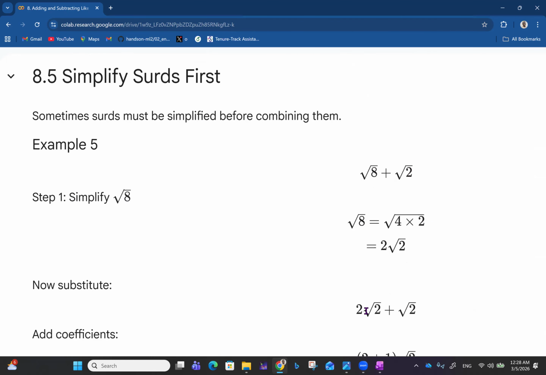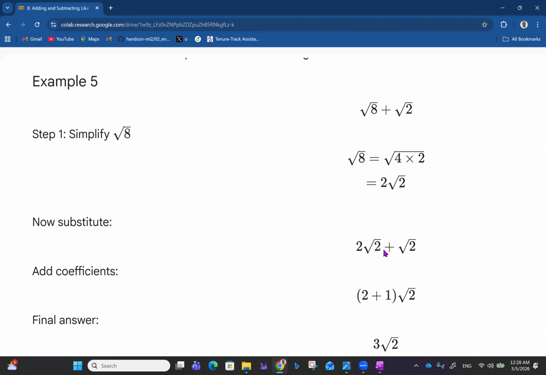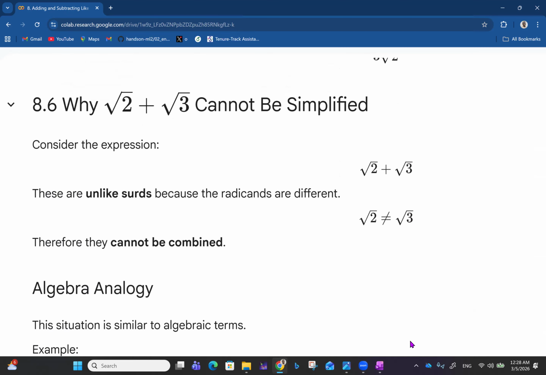So you can then combine 2 root 2 plus root 2 because they are like surds, because they have the same radical part, root 2. So 2 root 2 plus root 2 is now 2 plus 1, root 2. Okay, so it's more like 2 oranges plus 1 orange. That is 3 oranges. So that's 3 root 2 in this case. So it bears some resemblance with algebra. Now look at this now.